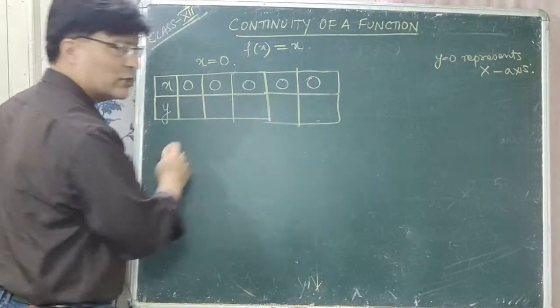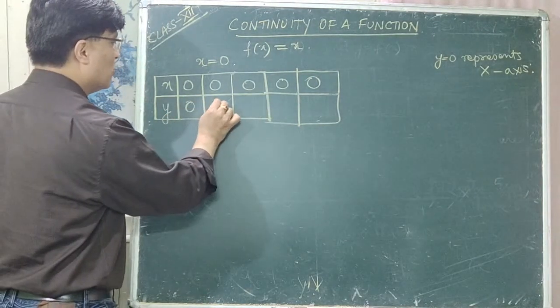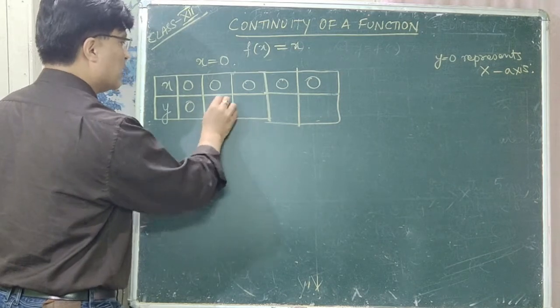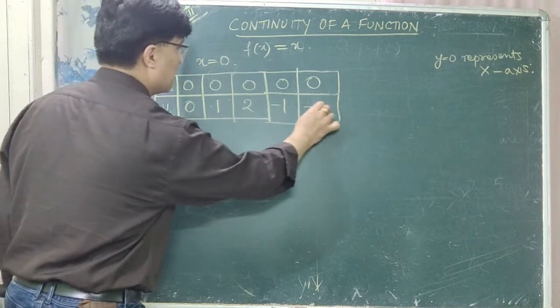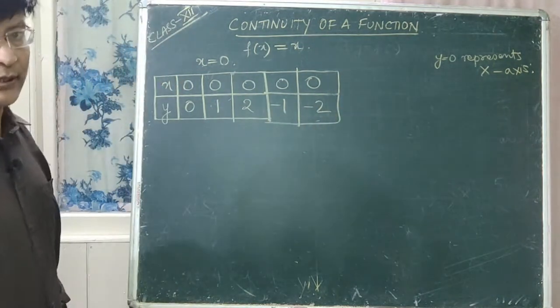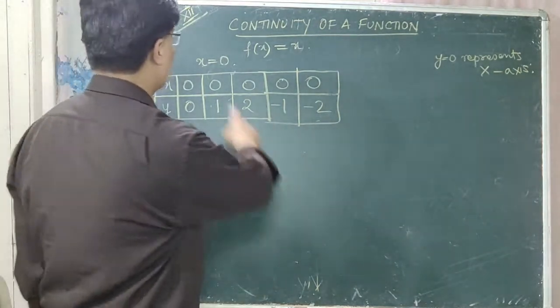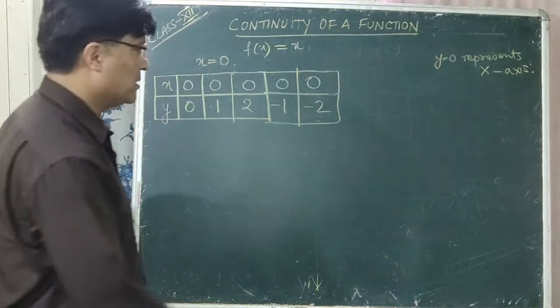Y may vary out here. So it is 0, 2, or you may write 1, 2, -1, -2. So let us draw the graph of this table. Okay. So x is equal to 0. What does it represent now?